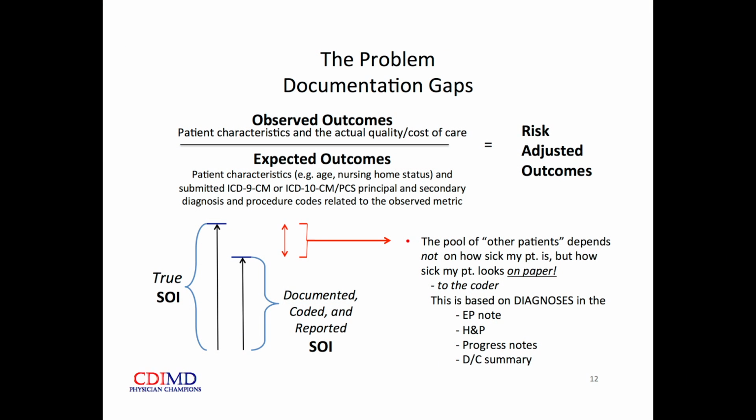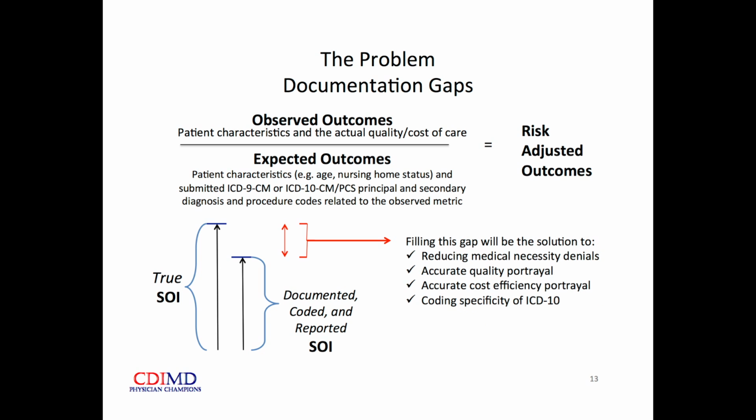Because this pool of other patients to whom my care is compared depends not on how sick my patient is, but how sick my patient looks on paper to the coder. And we want to reduce down coding, we want to reduce just abject denials of payment. We want our quality portrayals to be accurate and our cost efficiency portrayals to be accurate.